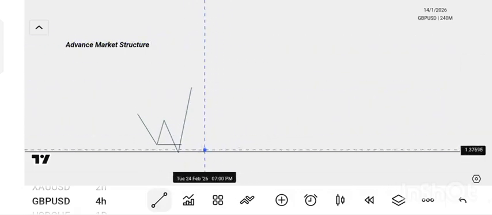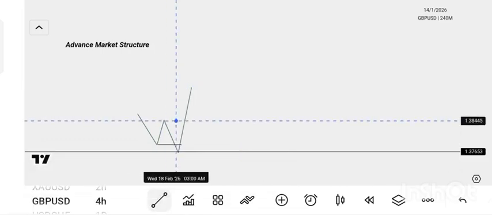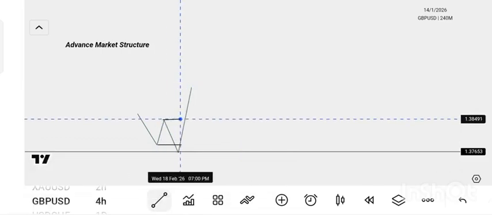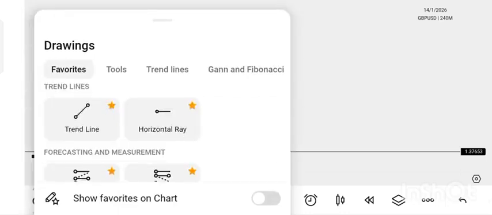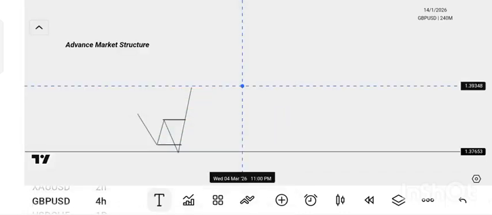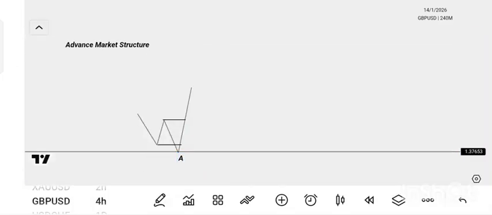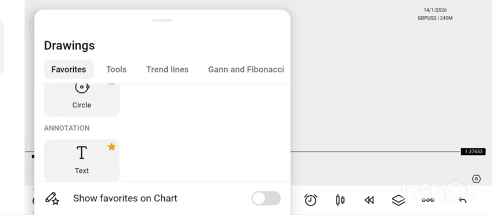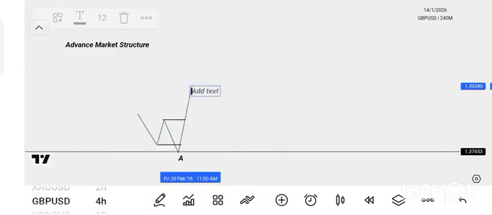The point that pushes price to break structure is what we consider as our A point. Let's say this is our break of structure, that we are now bullish. So this particular point is what we call our A point. Our A point is the one that pushes price to break structure, and then the high that price created before the low is our B point. This is our B point.